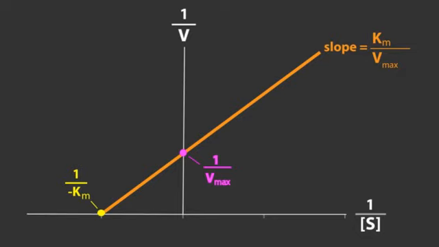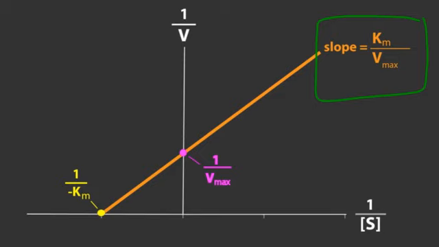Now, the 3 points you have to know about this, and I really think you just have to memorize it because there's no great way to reason it out, but the 3 points to memorize are the slope of this graph, the x-intercept, and the y-intercept. So the slope of a Lineweaver-Burk plot is Km over Vmax.